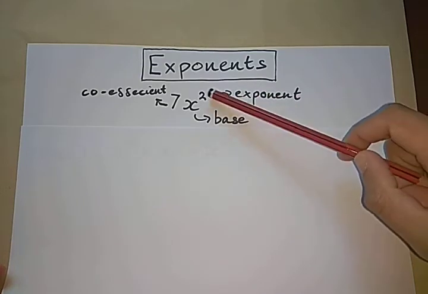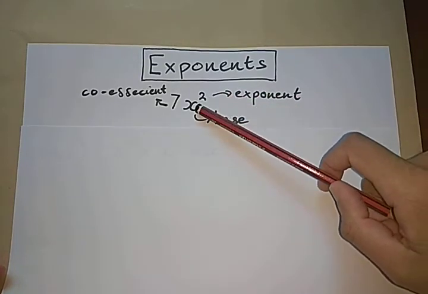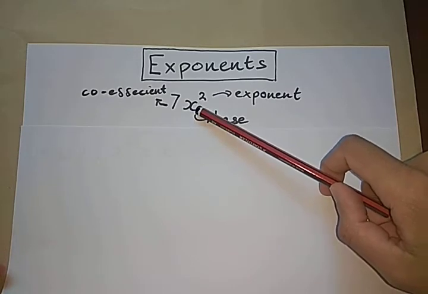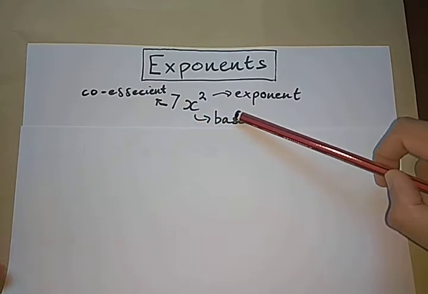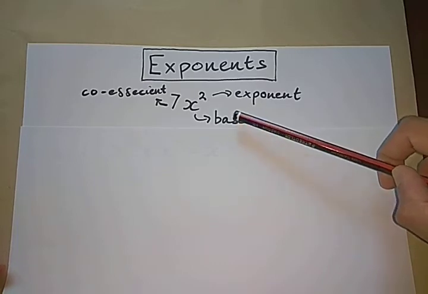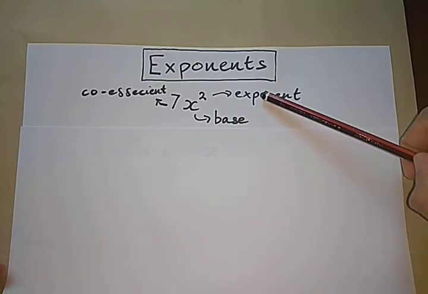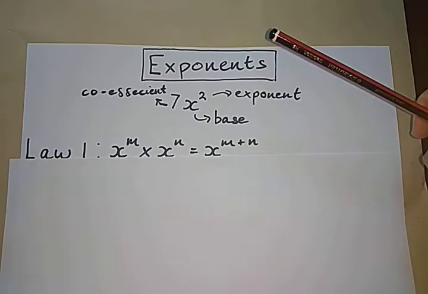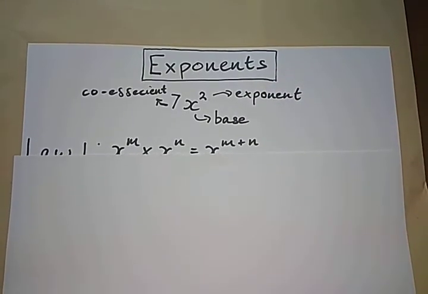And this number tells us how many times we need to take this number and multiply it by itself. This number being an x, which is known as the base. Remember, in exponents, we are always concerned with an exponent and a base. And exponents follow various laws. And in this video, we're going to analyze two of those laws. So let's take a look at the first one.